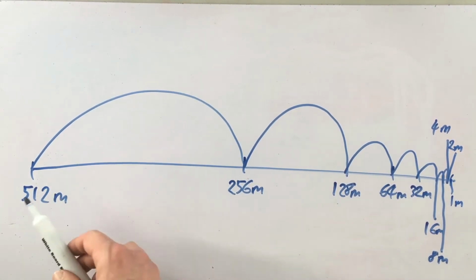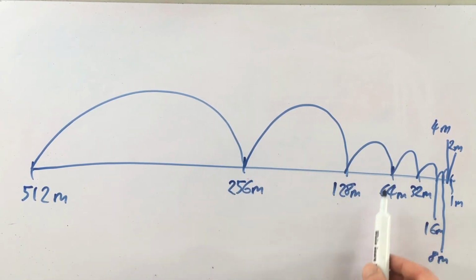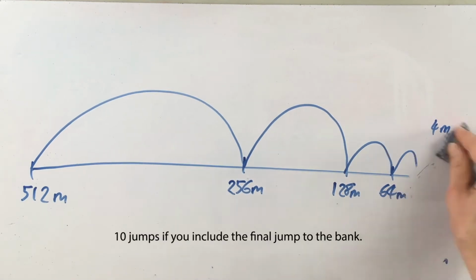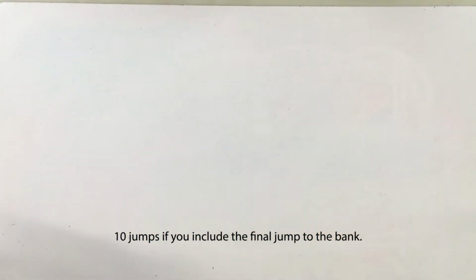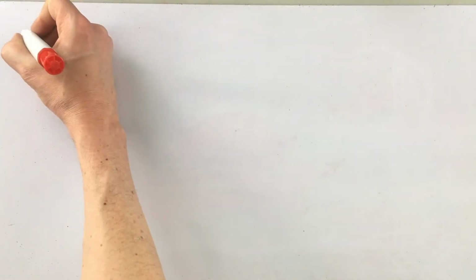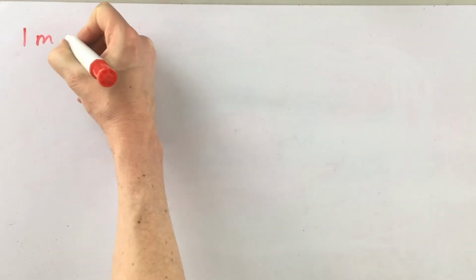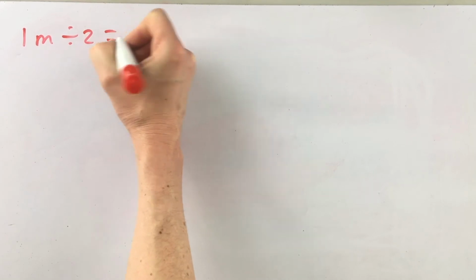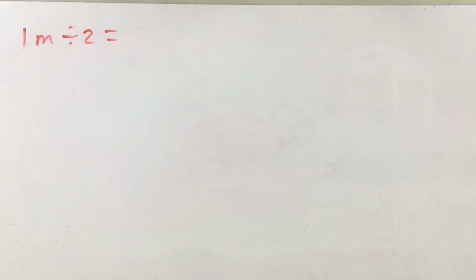How many jumps was that? 1, 2, 3, 4, 5, 6, 7, 8, 9. If you did the red section, the solution, you could do it in all sorts of different ways. Let me present a few ideas to you.